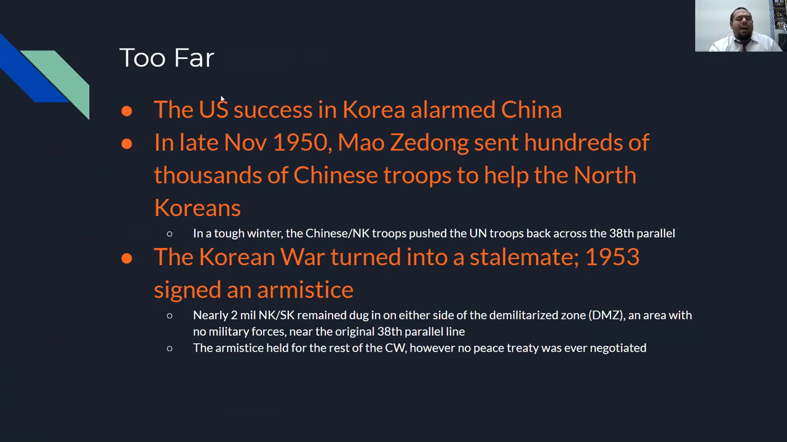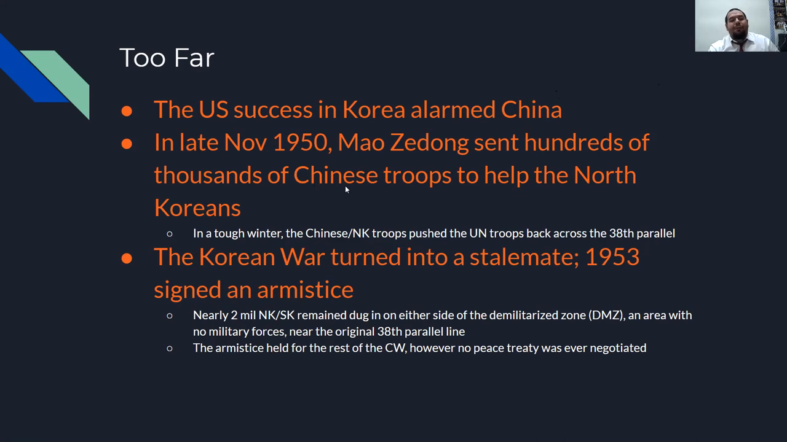Uh-oh. The U.S. and MacArthur kind of went too far, because the U.S. successes in Korea alarmed China, which is, as you know, communist. So in late 1950, Mao Zedong sent hundreds of thousands of Chinese troops to help the North Koreans. Again, the U.S. is not directly fighting the Soviets. Again, Cold War, proxy wars.